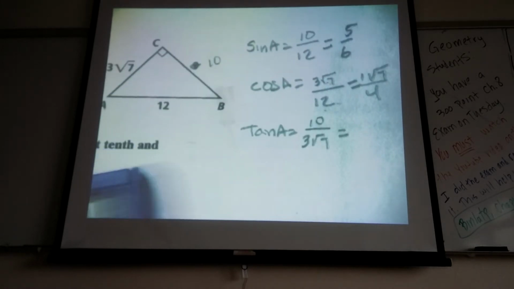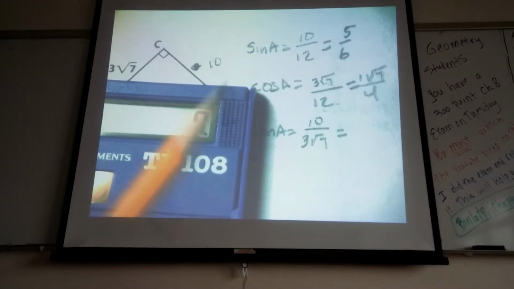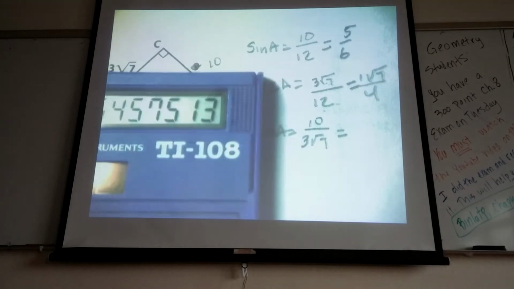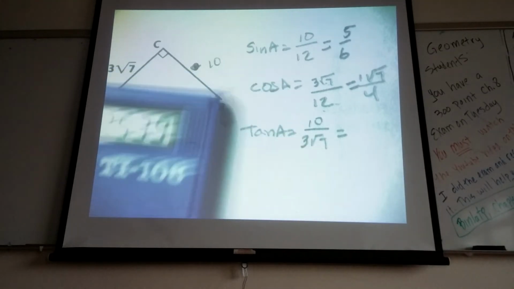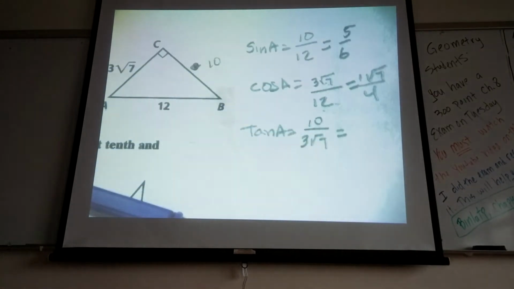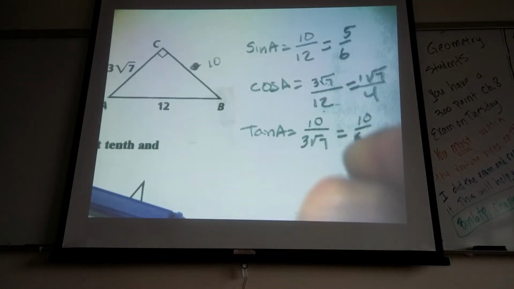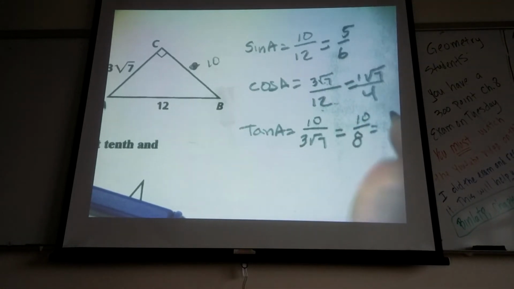So on this one, I'm going to go 7 square root is that number multiplied by 3, 7.9. So let's make that an 8. 10 over 8. And divide them both by 2 is 5 over 4.